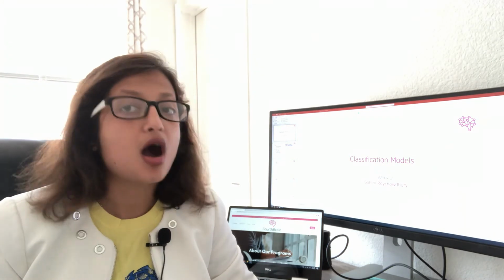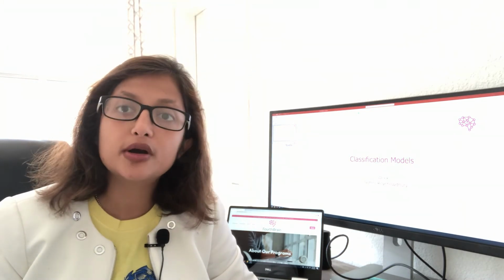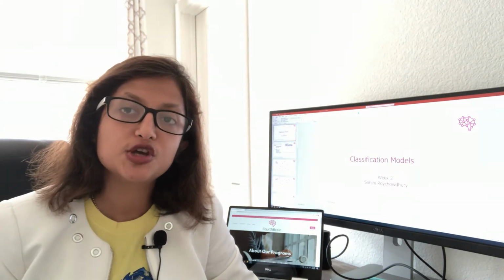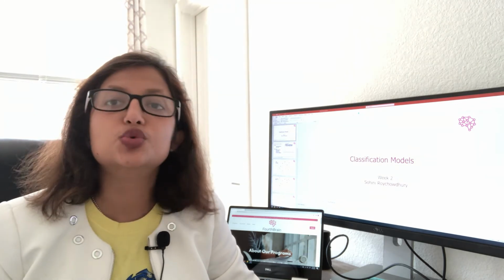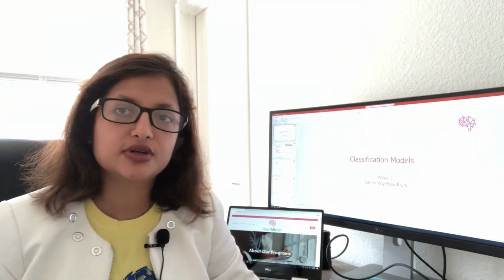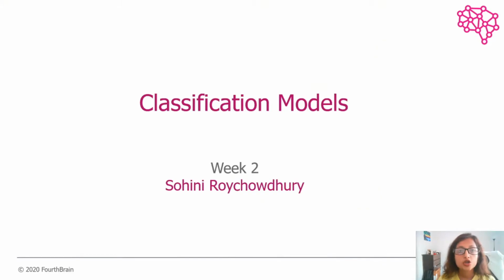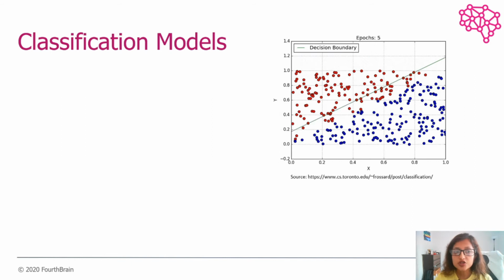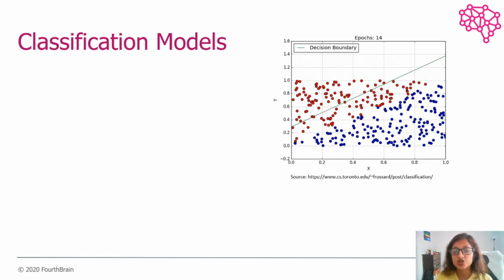At FourthBrain, our mission is to help you work on real-world problems so that you feel more confident once you join your workforce. Let's look at some of the concepts together today. So classification models, let's look at what we got. First of all, we need to understand what classification models are.